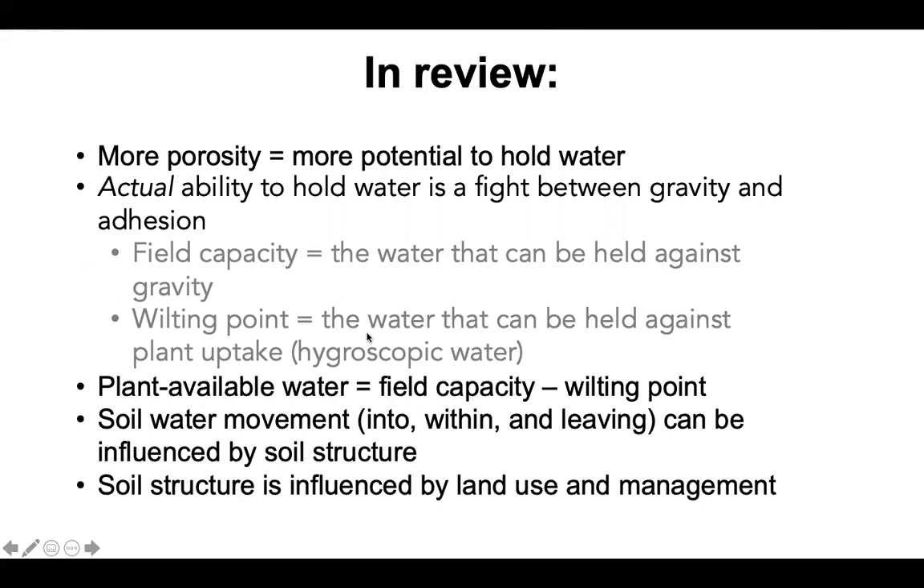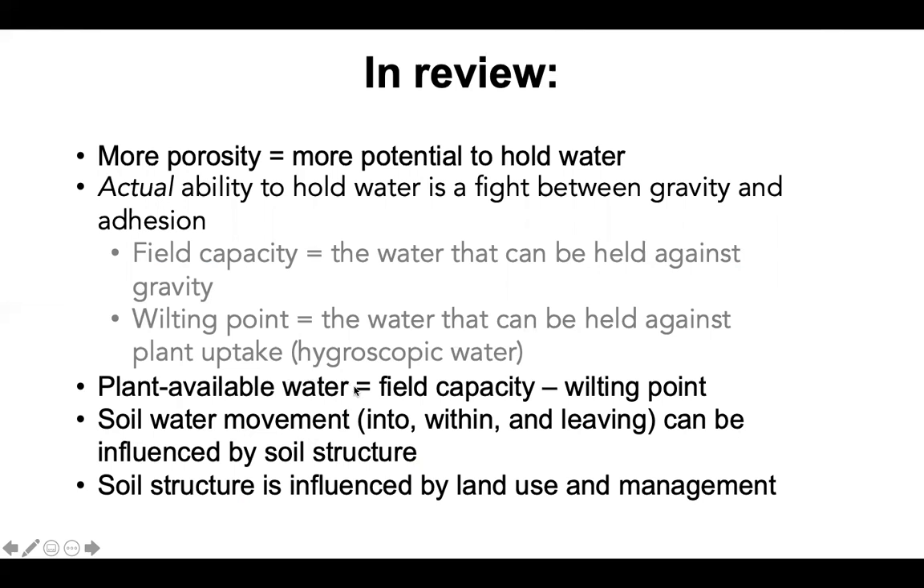Permanent wilting point, or just wilting point, is the amount of water that can be held against plant uptake, hygroscopic water. This is the water that's held in super tiny pores, so plant roots can't actually get enough suction to get that water into the roots and take it up. But there's still some water there. So this is called the permanent wilting point. Again, something like a clay would have a higher amount of hygroscopic water, and a sand would have less.